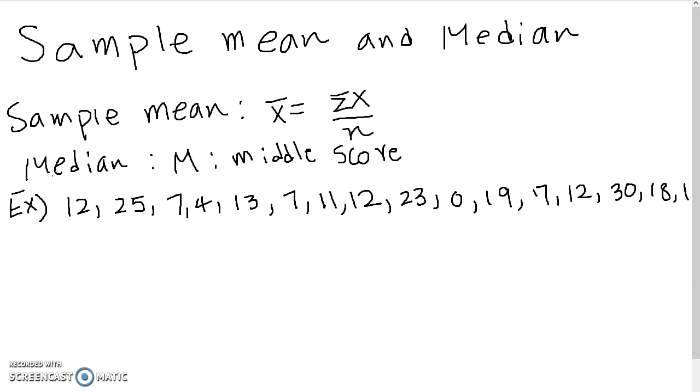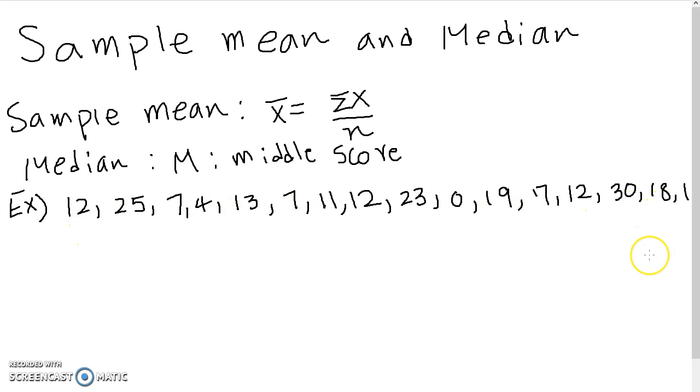Now for the median, there can be two ways to find it, depending on how many elements you have. If you have an even number of elements, you're going to go to the two middle scores and average them. If you have an odd number of scores, then you just select the middle score. So I have an example of a data set here.